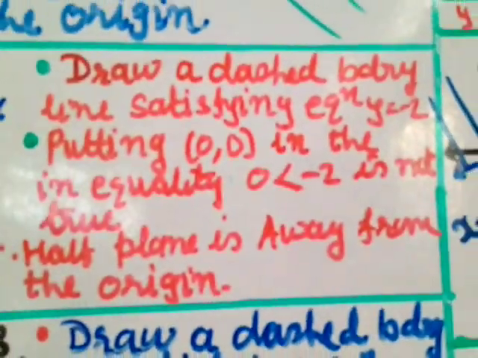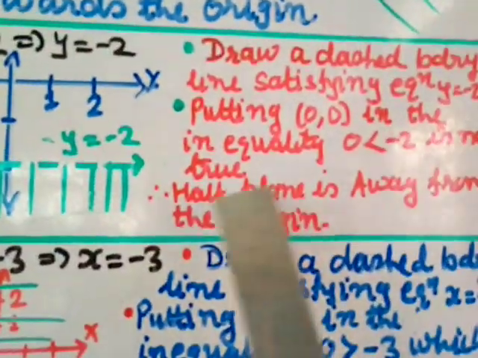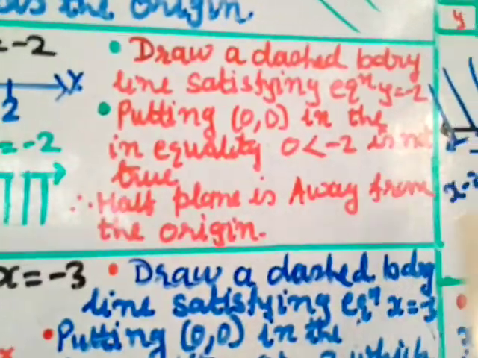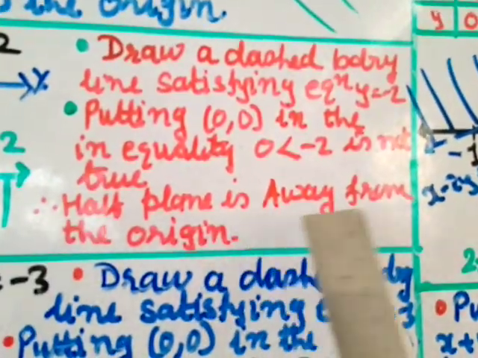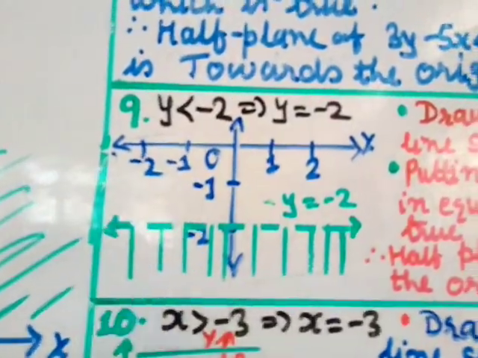Putting 0, 0 in the inequality, we get 0 less than minus 2, which is not true. 0 cannot be less than minus 2. Therefore, the half plane is away from the origin. Therefore, I have drawn the shaded region below. So that is the solution for question 9.